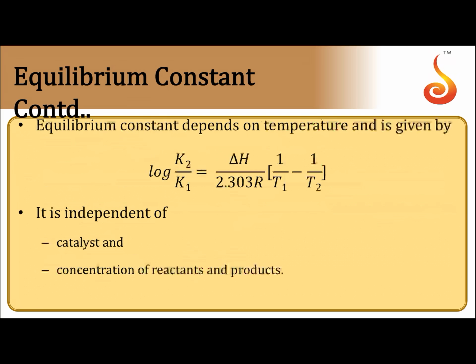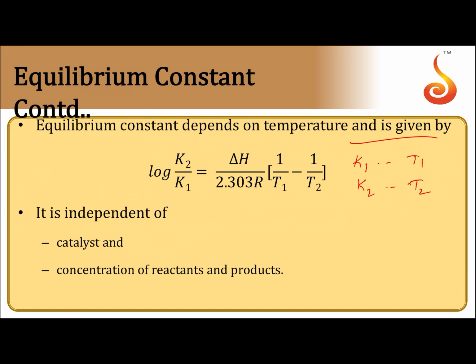Regarding the equilibrium constant, some more points. The equilibrium constant depends upon the temperature of the reaction and is given by log of K2 by K1 is equal to delta H by 2.303 R into 1 by T1 minus 1 by T2. Here K1 is the equilibrium constant at temperature T1 and K2 is the equilibrium constant at temperature T2 we have.